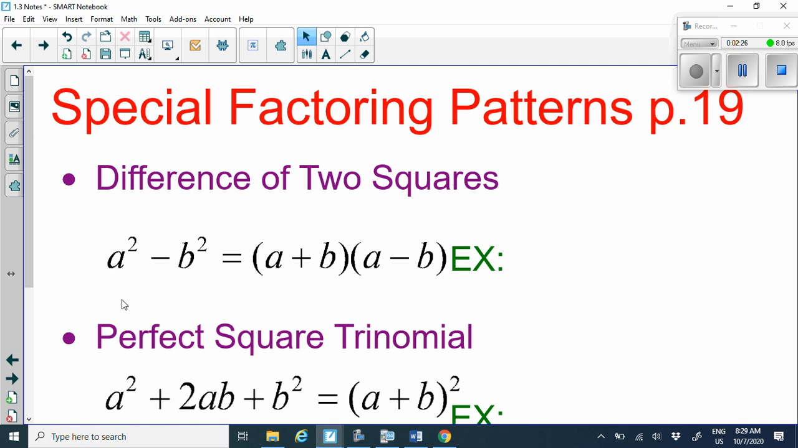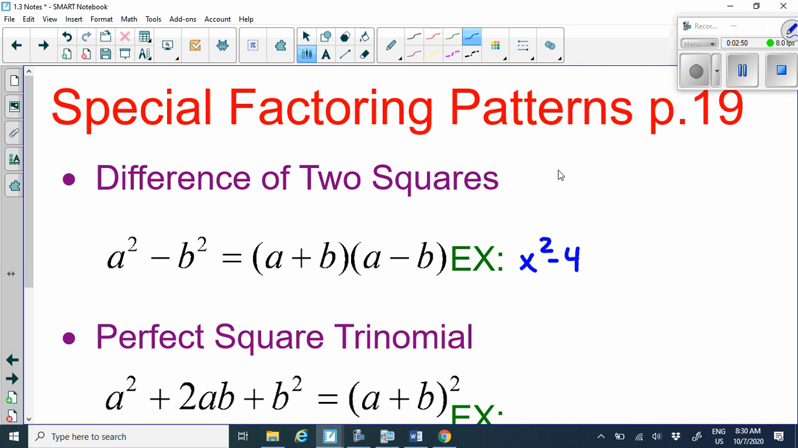Let me give you an example. So we have x squared minus 4. Notice we have a binomial, that means 2 terms. And this is called a difference because we are subtracting. And of 2 squares, because our a value is going to be a perfect square, in this case it's 1, and our last term, the constant, is also going to be a perfect square, which is 4.